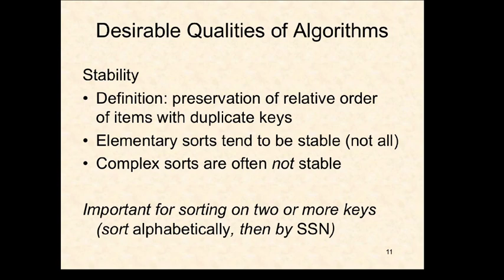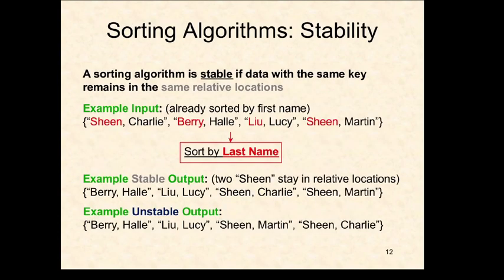Another property of sorts. We got a bunch of properties before we actually get to the first sort. It's coming soon. So another quality of sorting algorithms, and a few other algorithms, but we mostly talk about it with respect to sort, is stability. Stability means if there are duplicate keys, the original relative order is preserved. Elementary sorts tend to be stable, but not all of them are. Complex sorts tend to not be stable. Some of them are. And for example, we've got a page here.